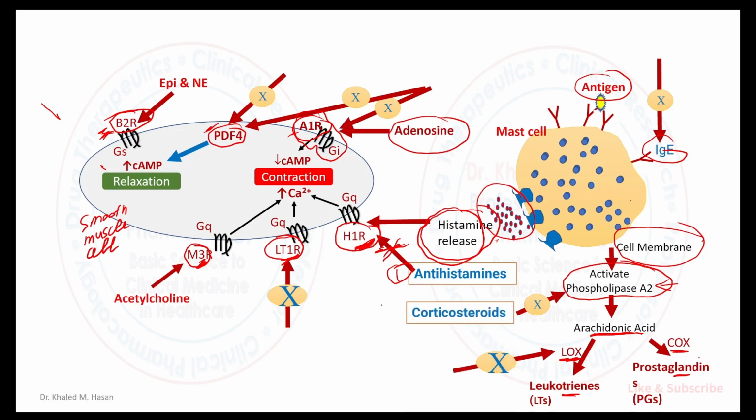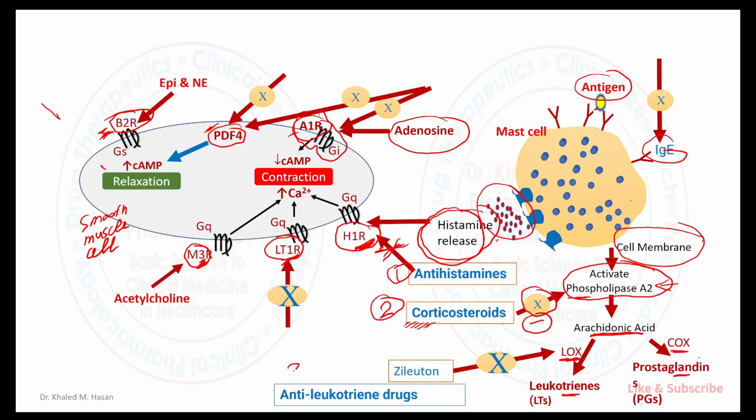The second group of medication will be cortisone. How does corticosteroid work? Corticosteroid inhibits the enzyme called phospholipase A2. So this is the mechanism of action. The third group of medication will be anti-leukotriene. We have two main groups. Number 1, we have zileuton, and zileuton inhibits the enzyme called lipooxygenase.